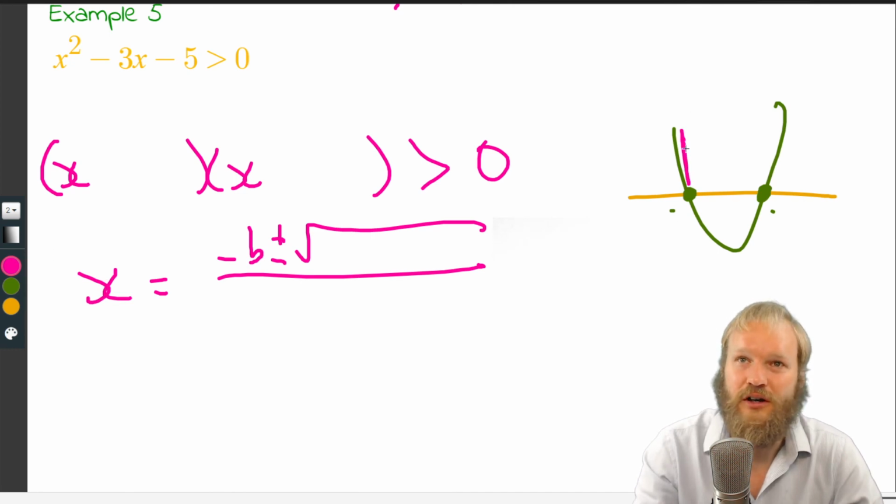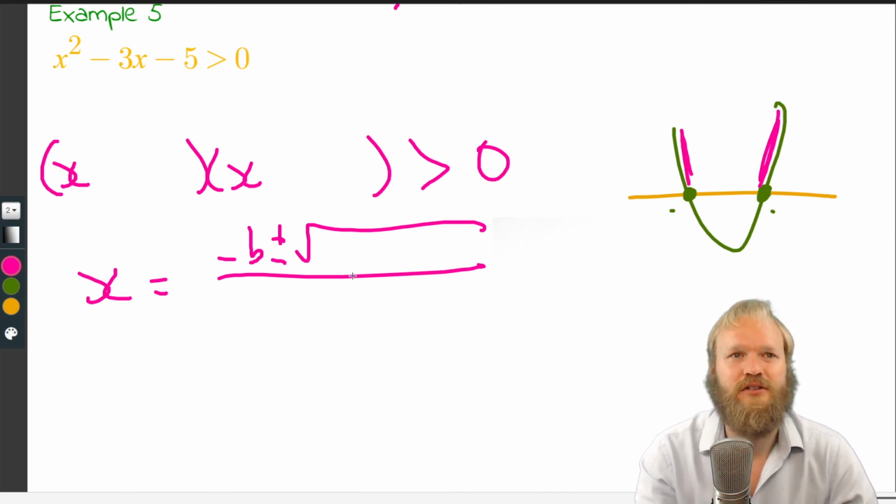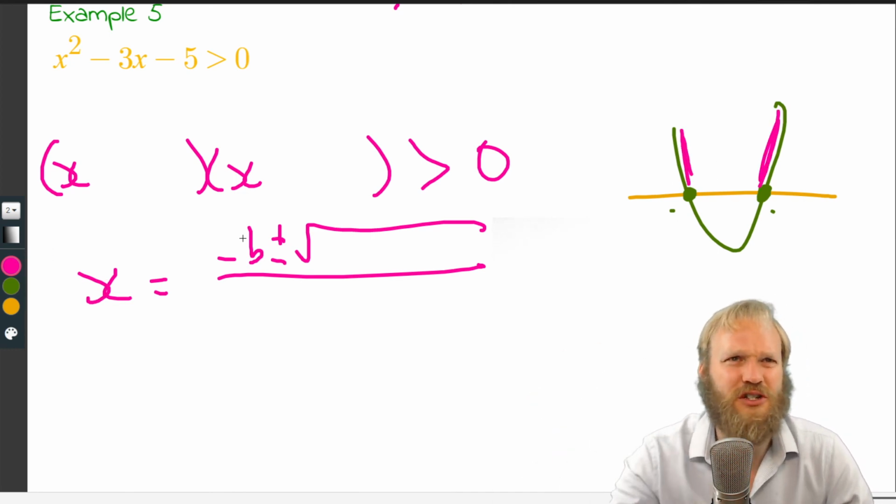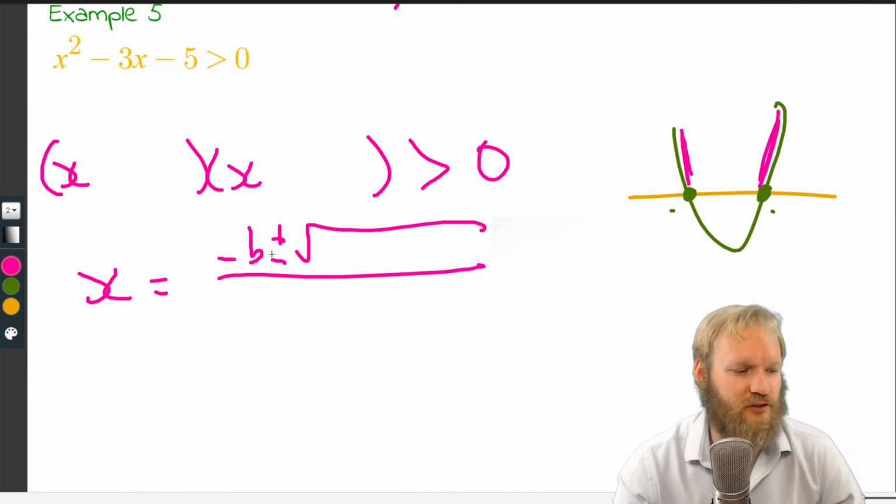You'll go above, but it doesn't come up that much. Just in case you can't factorize it, you can always use the quadratic formula.